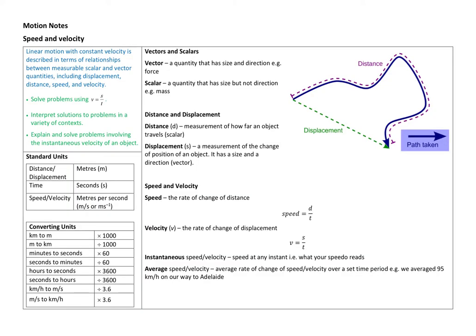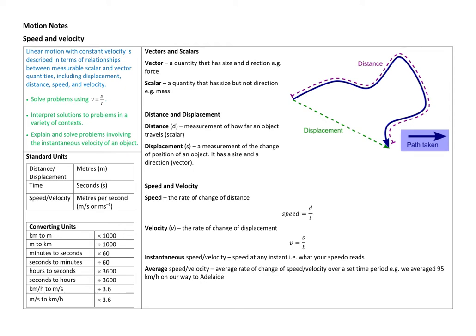So the first thing that we need to consider is speed and velocity and how they are similar and how they are different. But before we do that, we just need to go back a couple of steps. As usual, here in the blue writing is our learning intention from the SACE board, and the things here in green are, if you like, our success criteria. They are the things that you need to be able to do. So here we're going to cover solving problems using velocity equals displacement over time, interpret solutions to problems in a variety of contexts, explain and solve problems involving instantaneous velocity of an object.